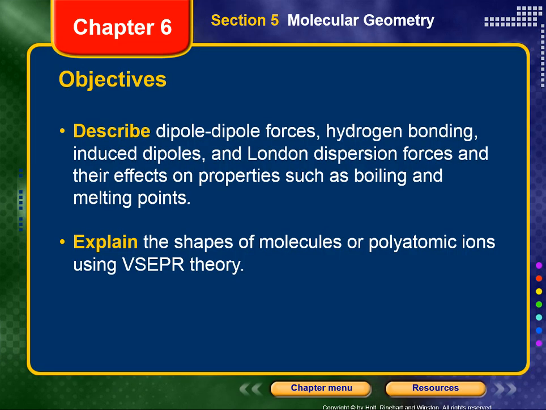At this point, you should be able to describe dipole-dipole forces, hydrogen bonding, induced dipoles, and London dispersion forces and their effects on properties such as boiling and melting points, and explain the shapes of molecules or polyatomic ions using VSEPR theory.